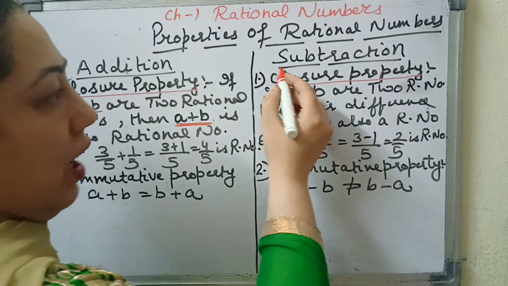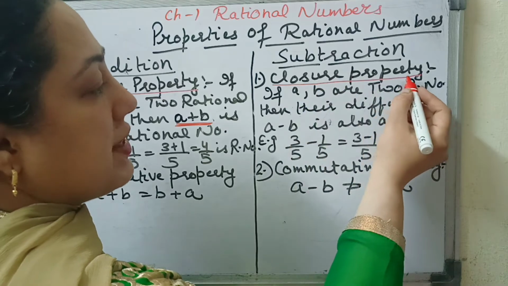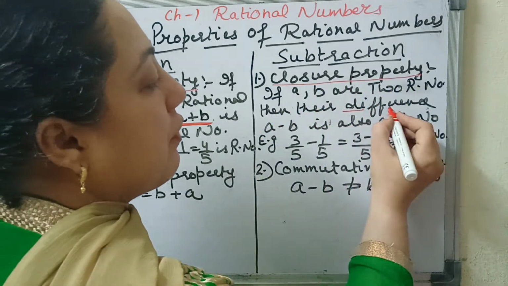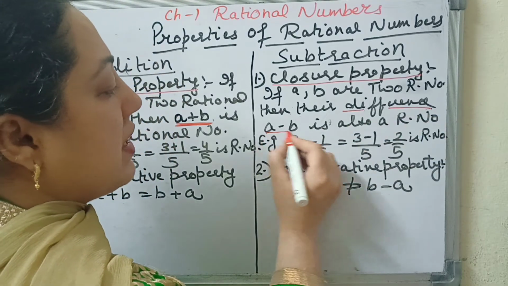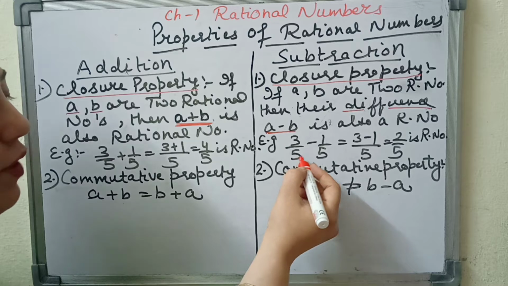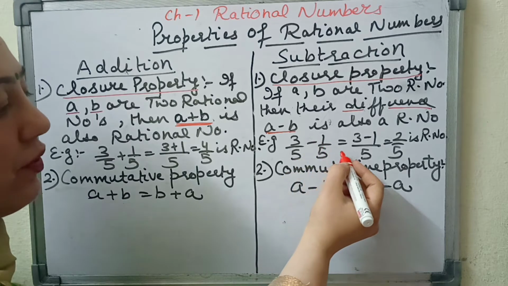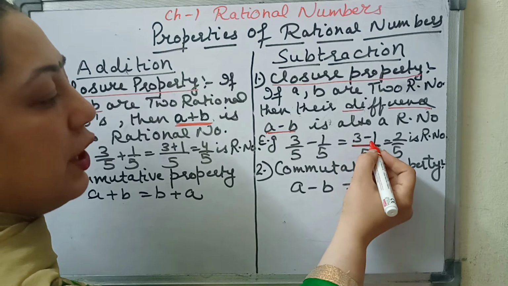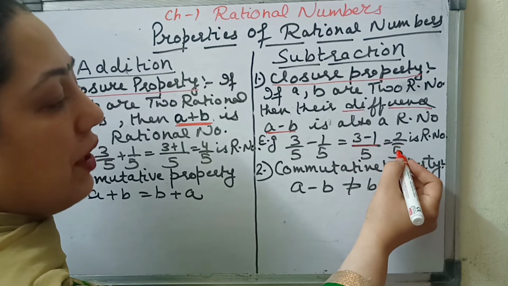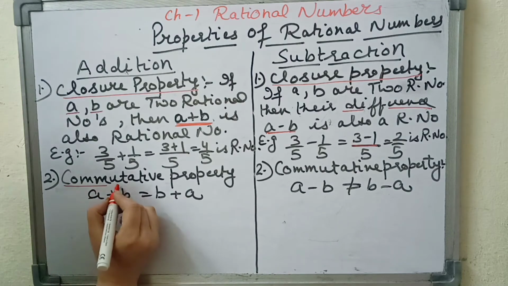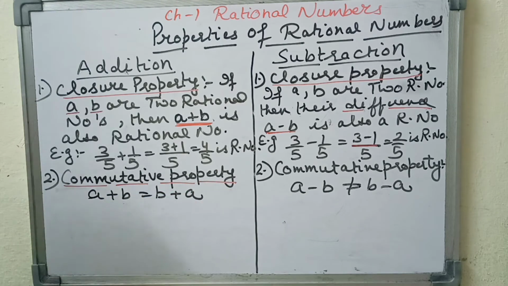Under subtraction, the closure property says if a and b are two rational numbers, then their difference, that is a minus b, is also a rational number. For example, 3 over 5 minus 1 over 5. You everybody know the denominator here is 5 and numerator 3 minus 1 is 2, so 2 over 5, which is again a rational number.